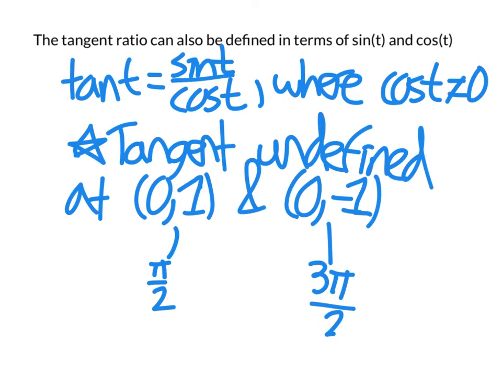Going back to the relationship of tan being equal to opposite side over adjacent side, we can use this to define tangent in terms of sine and cosine. Since sine equals opposite over hypotenuse and cosine equals adjacent over hypotenuse, when you put sine over cosine, the hypotenuses cancel out and you're left with opposite over adjacent, which is tan. So tan equals sine over cosine, where cosine of t cannot equal 0, because if cosine of t equals 0, then tangent would be undefined. Therefore, tangent is undefined at the 2 points (0, 1) and (0, negative 1), which are also pi over 2 and 3 pi over 2 respectively.